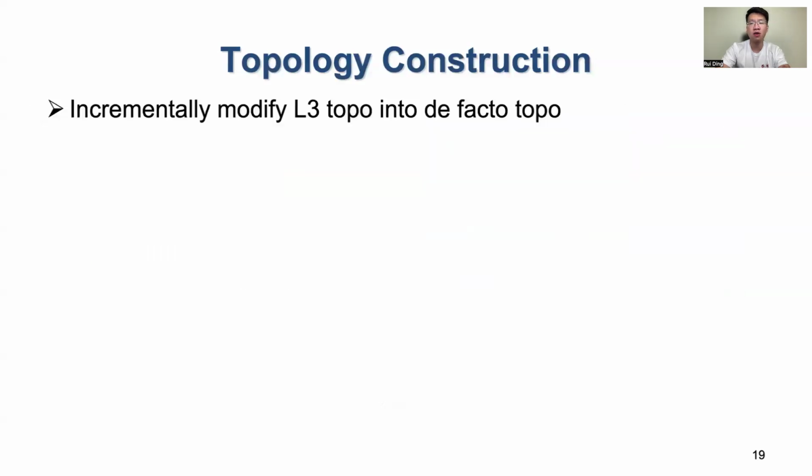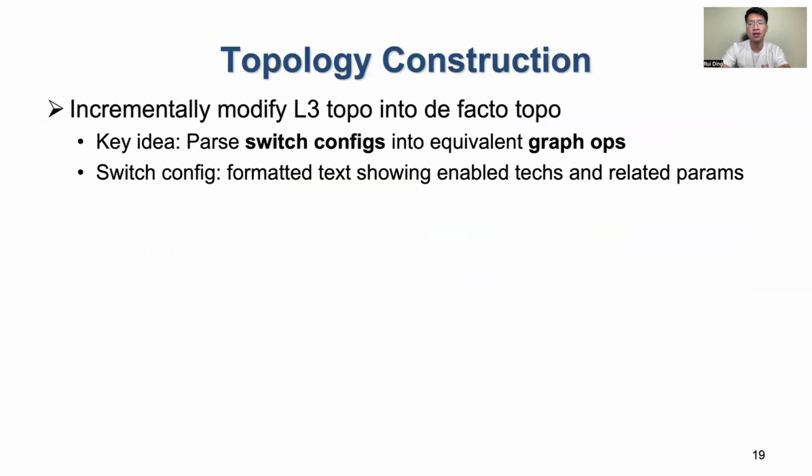Having seen the overall architecture, let's delve into a bit more detail. Recall that topology construction incrementally modifies the layer 3 topology into a de facto one. The key idea is that we can parse related switch configurations into equivalent graph operations. Here is a minimal example.